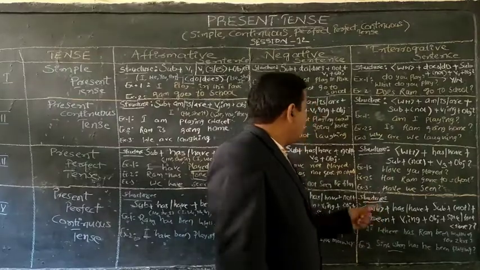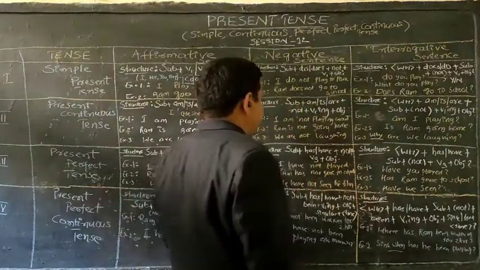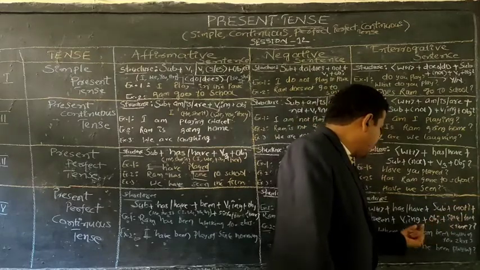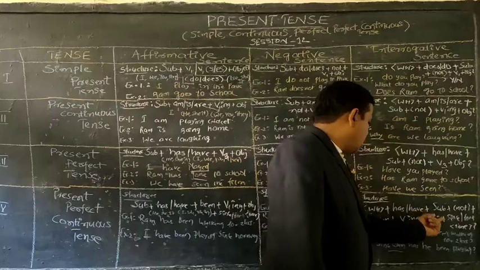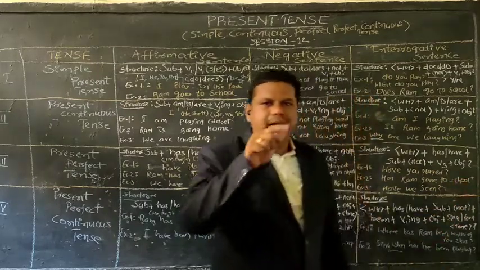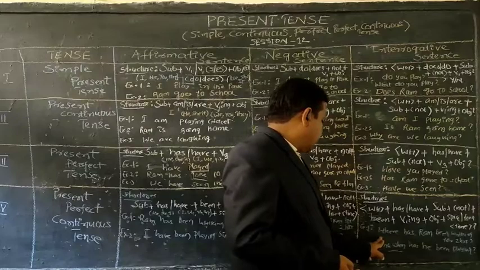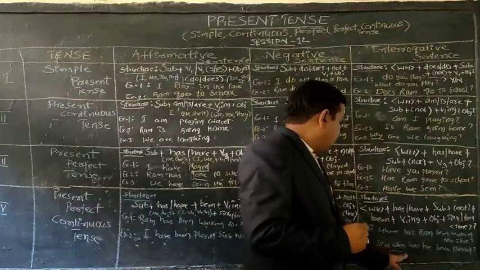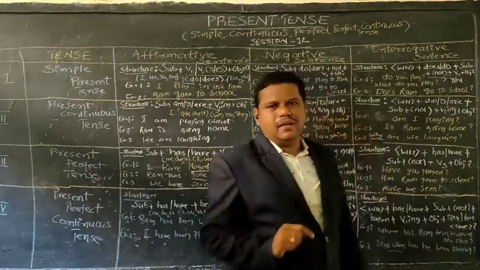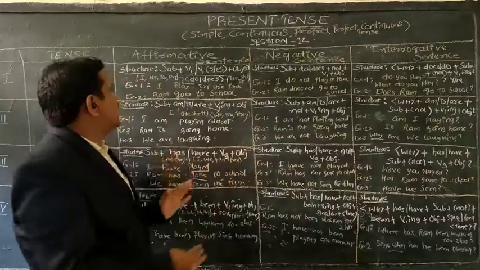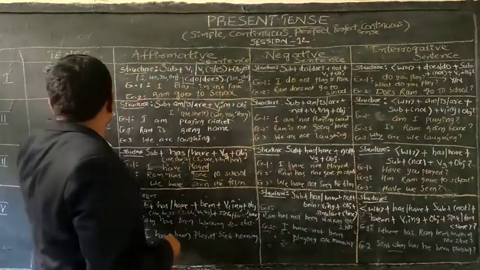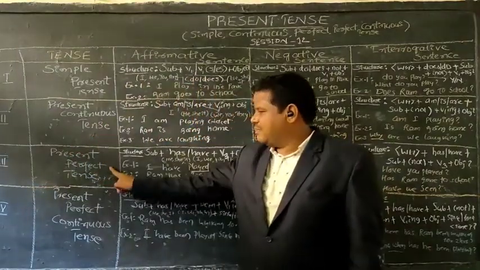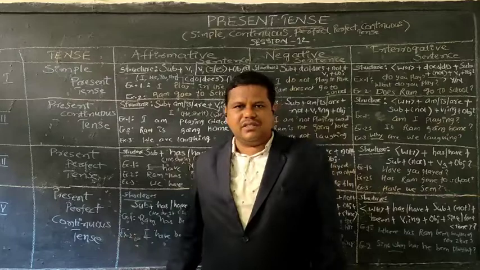The last structure, the interrogative sentence with the present perfect continuous tense, is WH plus has or have plus subject plus not plus been plus V1 ing plus object plus since or for plus time, with the question mark. First example: Where has Ram been walking for 2 hours? Question mark. Since when has he been playing? So these are the different types of affirmative, negative and interrogative sentences with the simple present tense, present continuous tense, present perfect tense and present perfect continuous tense.